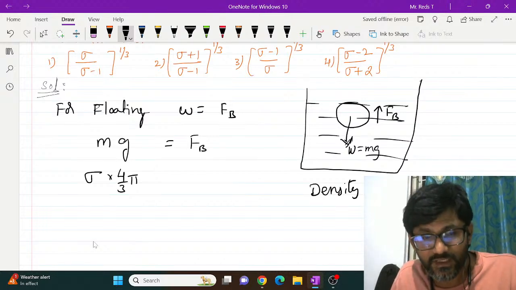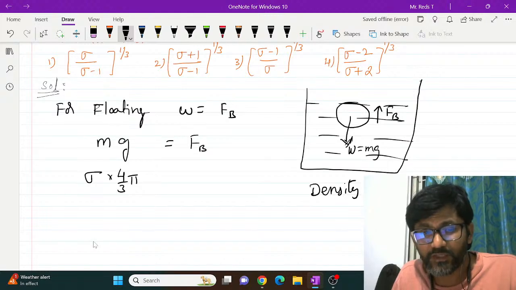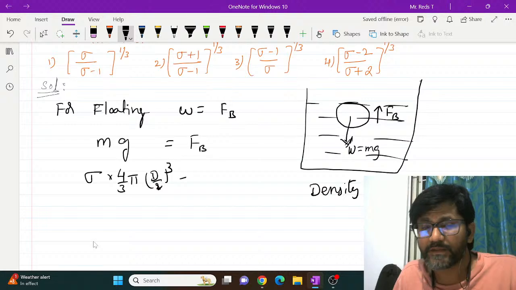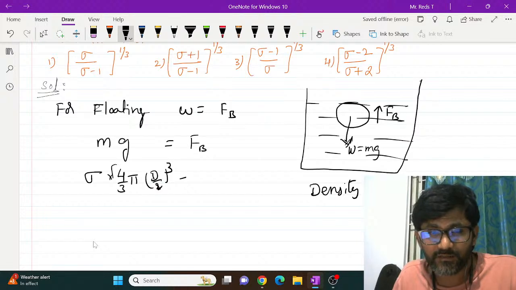So that gives sigma into 4 by 3 pi into capital D by 2 whole cube, which gives the total volume of the sphere, minus sigma into the volume of the cavity. Here you can take sigma out anyway, and 4 by 3 also out.